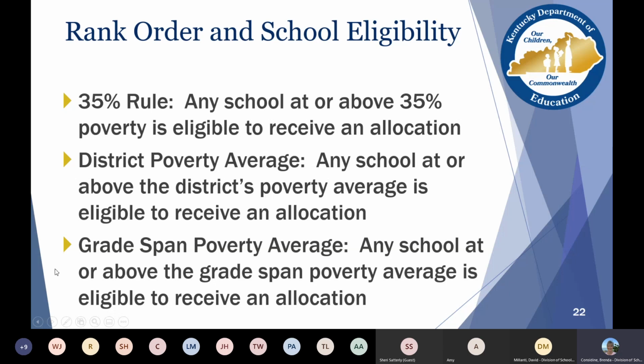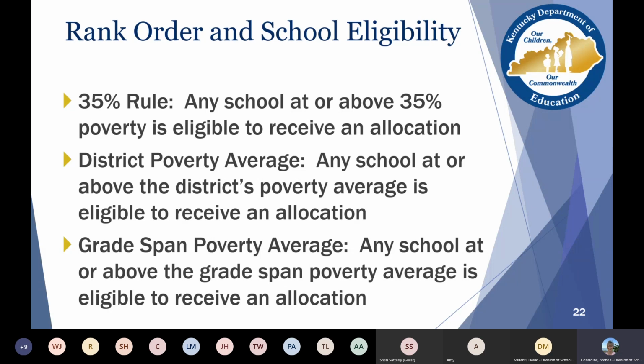There's also the 35% rule, and that's any school that is at or above 35% poverty, they would be eligible to receive an allocation. There's also the district poverty average. Any school at or above the district's poverty average is eligible to receive an allocation. And then you have your grade span, where you're going to target a grade span poverty average to have them eligible to receive an allocation.